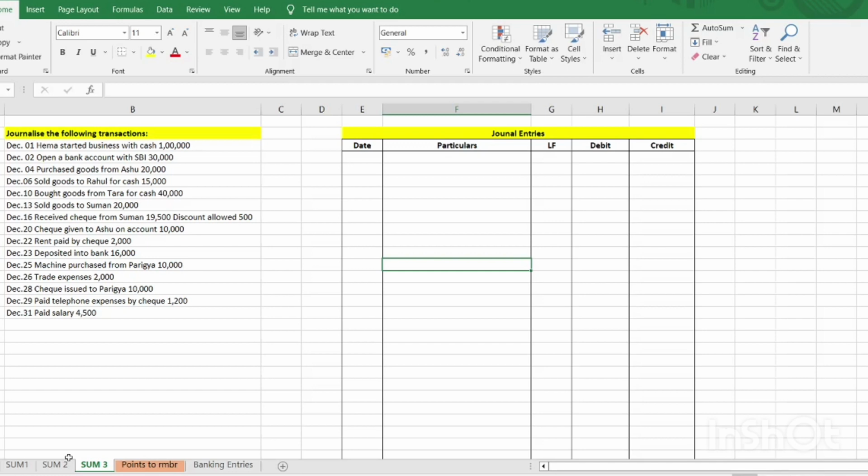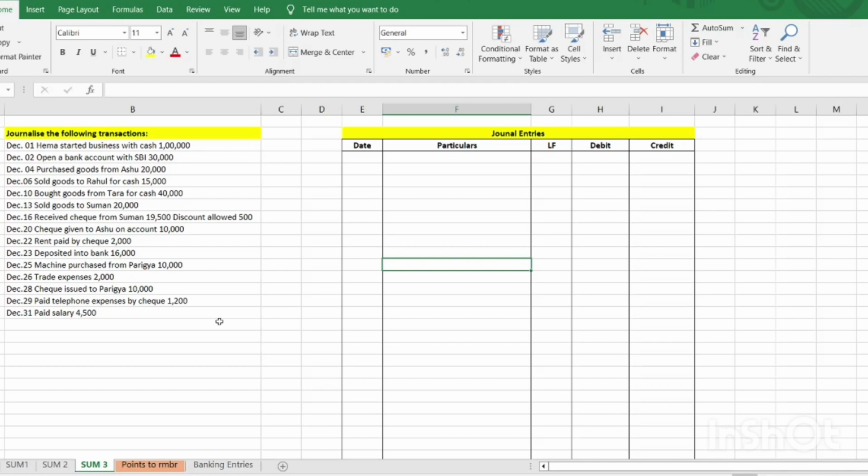Let's get started. On December 1, Hema started business with cash 1 lakh. December 2, opened a bank account with SBI, rupees 30,000. December 4, purchased goods from Ashu, 20,000. December 6, sold goods to Rahul for cash, 15,000. December 10, bought goods from Tara for cash, 40,000. December 13, sold goods to Suman, 20,000. December 16, received check from Suman, 19,500. Discount allowed, 500.